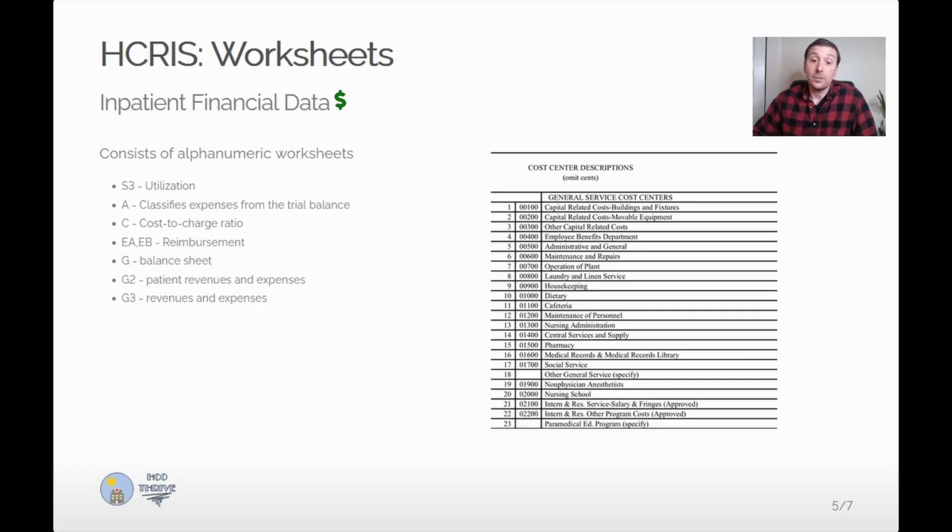C is the cost to charge ratio. E-A, E-B is for reimbursement, as you might expect. A is for Medicare Part A. B is for Medicare Part B. And then the G series is balance sheet, revenue, expenses, and whatnot, and has a lot of very interesting information. The only downside is there's not information about private insurance. There's an other category that includes private and also uninsured, but you're never going to really get a detailed breakdown on anything else aside from Medicare and Medicaid.